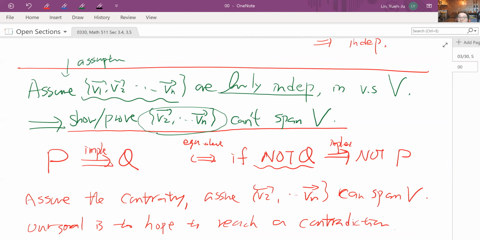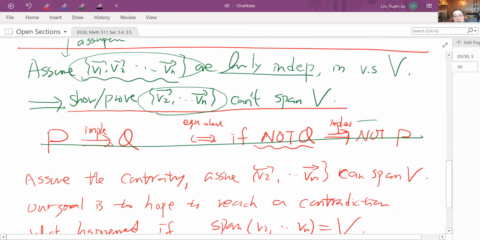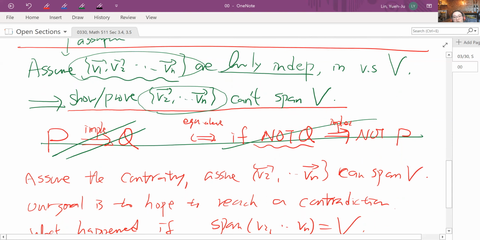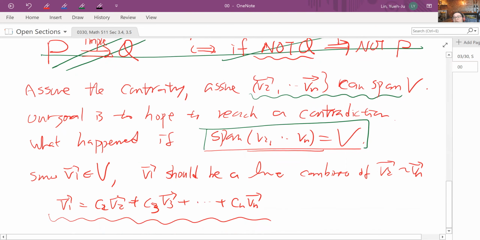So my idea is, I want to see that if I assume the contrary, if I say V2 to Vn really span the whole vector space, can I find something weird, something that contradicts what we already know? Okay, forget about what I said about logic, maybe this is too much. Assume the contrary: if V2 to Vn really can span V, what would happen? What went wrong? Let's say the span of V2 to Vn is V.